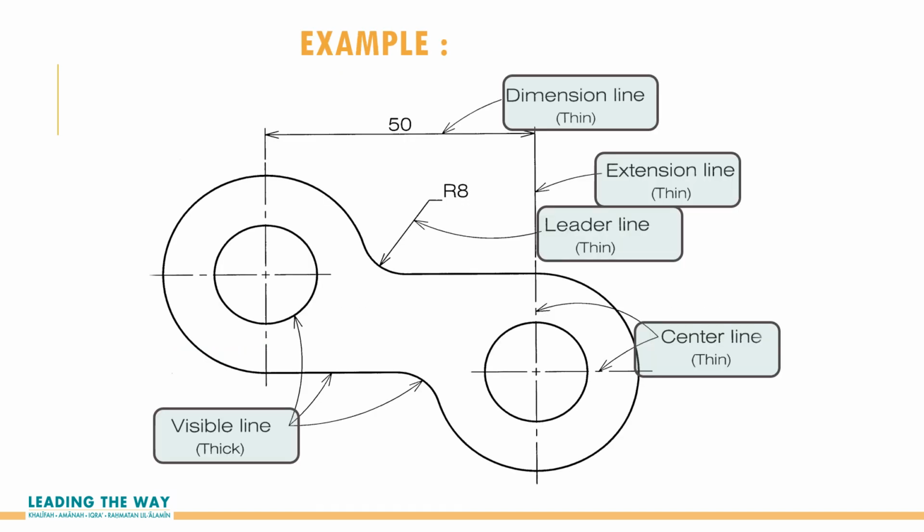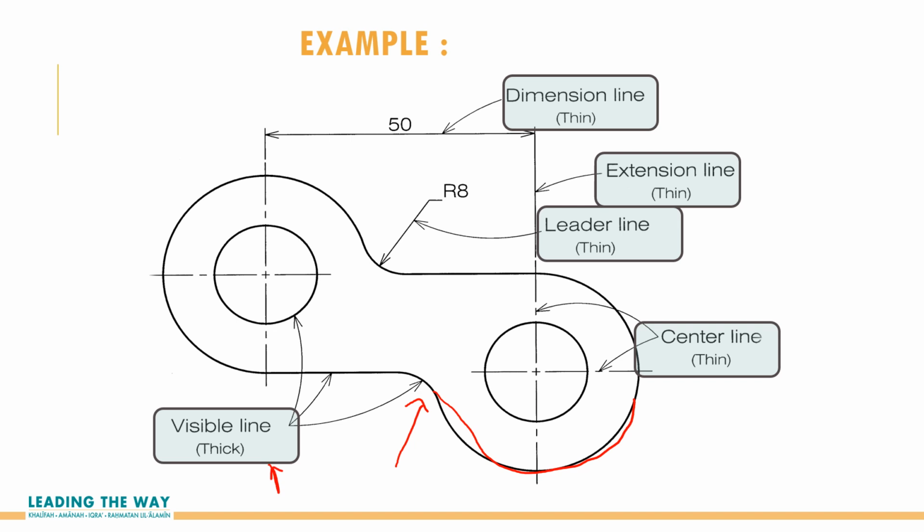So here are the examples of the lines, what we call a visible line. What is a visible line? It is when you want to represent the parts that you want to show. So this is the outline of the product. It is a visible line, which is thick.